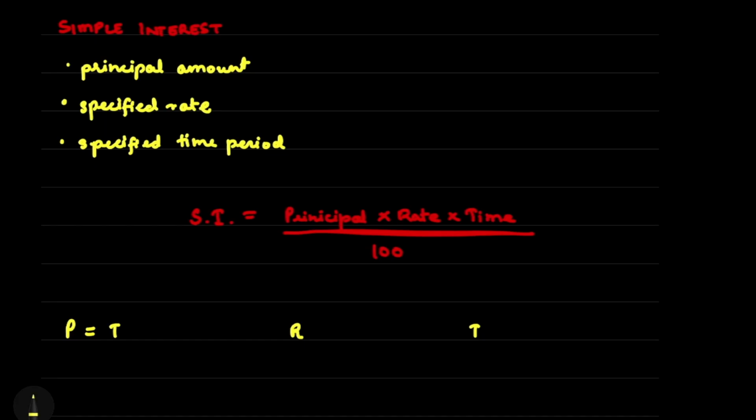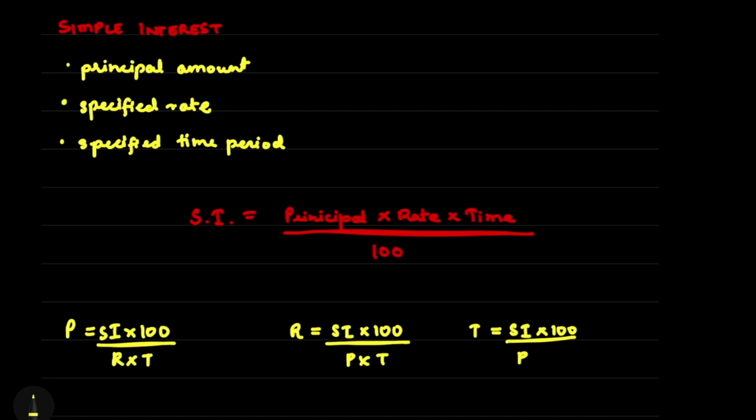Say if we want to calculate the principal, that would be simple interest into 100 divided by rate into time. Similarly, for rate, we will have simple interest into 100 divided by principal into time. And time is equal to simple interest into 100 divided by principal into rate. That's how we can specify whichever thing needs to be calculated in our question.